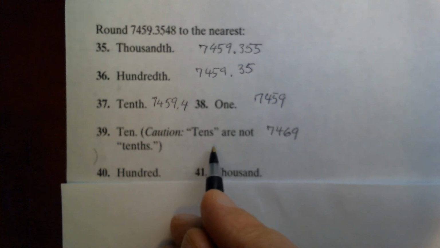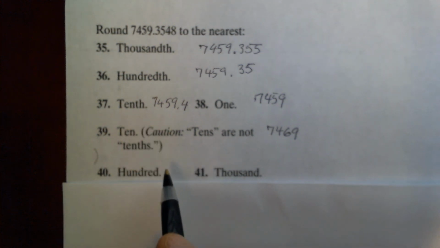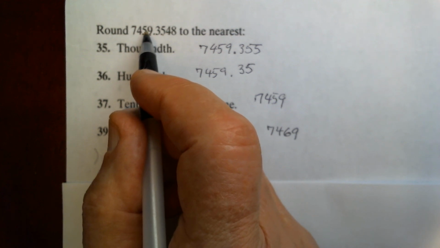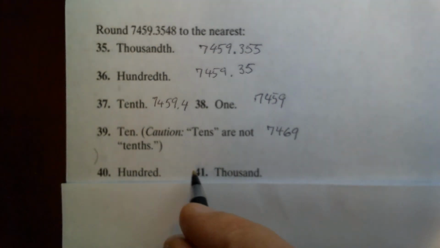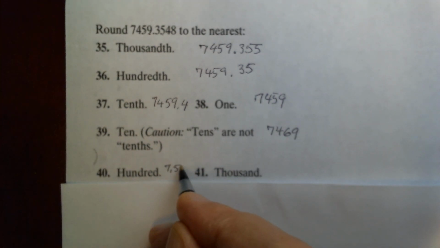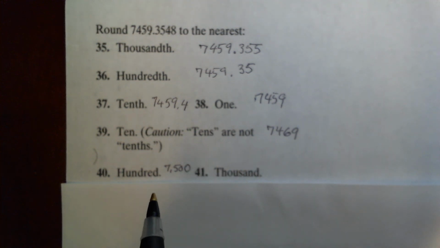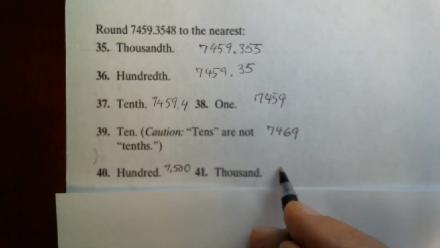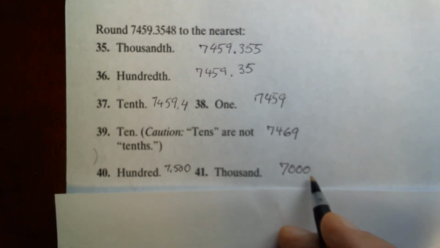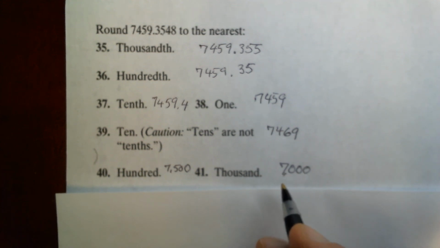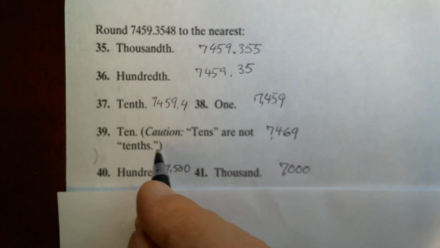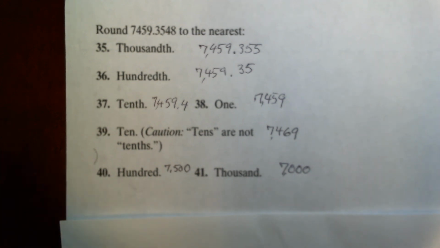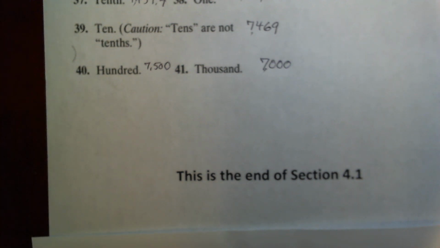And here it says caution, tens is not the same as tenths. We had the tens up here. And the nearest 100, well, 400 is followed by 5. This will then become a 7,500. And the nearest 1,000 would be 7 followed by 4, so we round down, and this will be then 7,000. You may want to think this through on your own, and I'm sure you'll come up with the right answer if you do it on your own. So there are the answers. And this is the end of section 4.1.